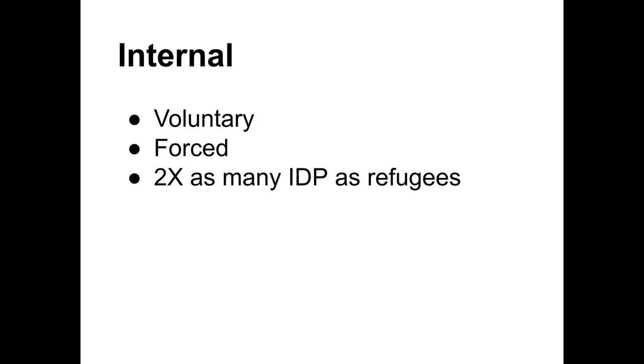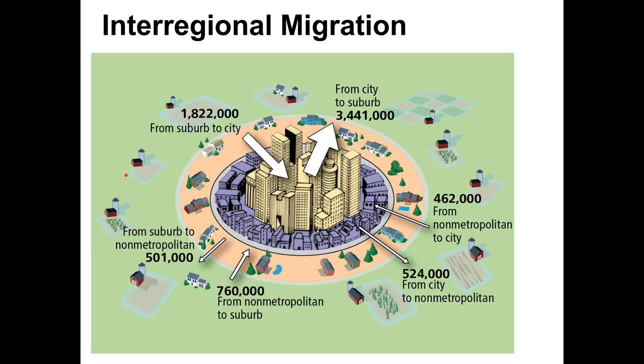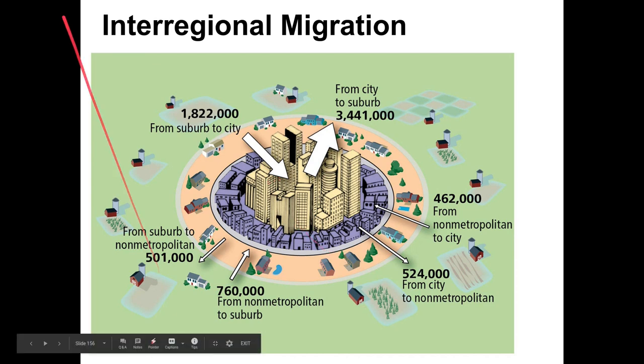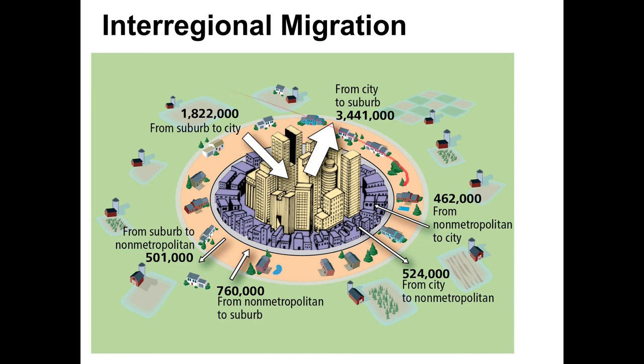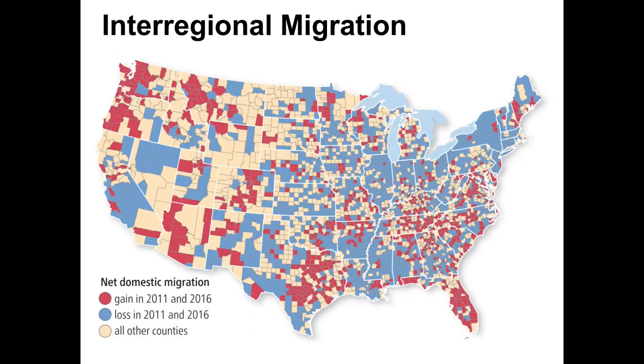Internal migration can be voluntary, can be forced. It's the same deal. Twice as many internally displaced people as refugees total. Internal migration. More people look like they're leaving the West to the South than people coming from the South to the West. Flow from cities to suburbs, from suburbs to cities, from cities to rural areas. Non-metropolitan to suburbs, whatever. Looks like the overall trend is people moving from cities to suburbs. We'll talk way, way, way more about that when we talk about cities, urban areas, toward the end of the semester. Internal migration within Mexico, from southern Mexico into northern Mexico.